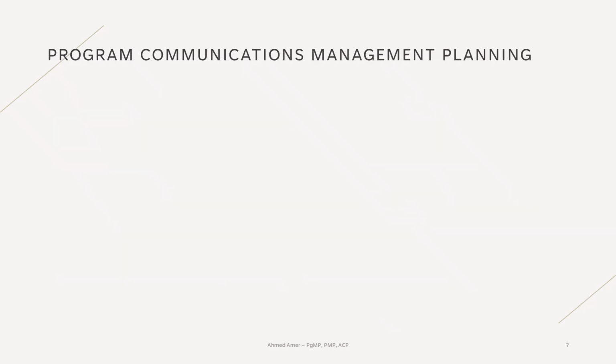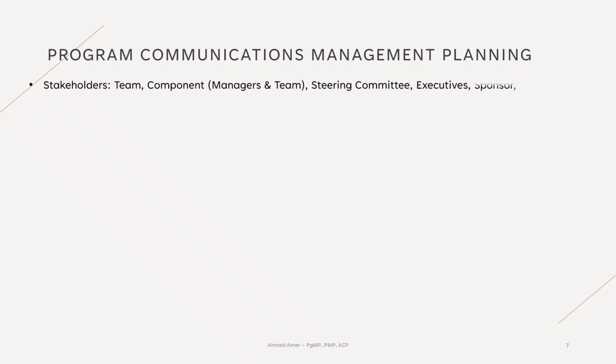Let's move now to the next activity under the planning subphase: communications management planning. When we talk about running a program, communications management is one of those things that may sound simple, but it can make or break the entire program's effort. Program managers spend a huge amount of their time communicating with their stakeholders, whether these are the program team, component teams, component managers, customers, the program steering committee, executives, and of course, the program sponsor.